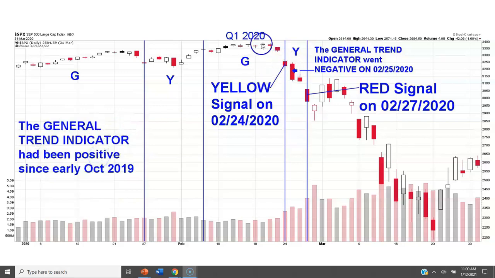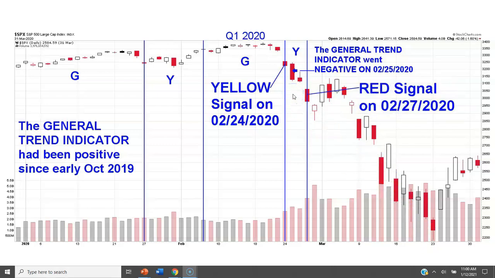So right there, just a few days after the all-time high in the S&P 500, the risk signals started to tell you that something was changing, that there was increasing risk in the stock market. And by Thursday, February 27th, the risk signal was red. And then, of course, the market sold off hard from there. So think about this, guys.